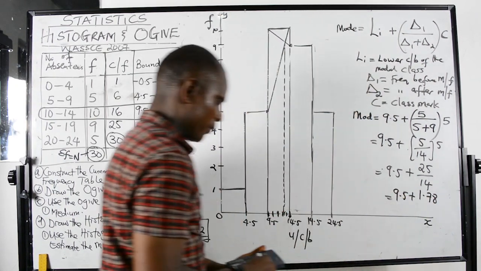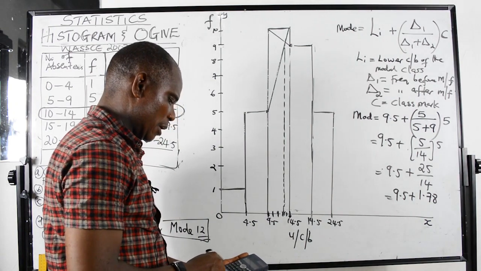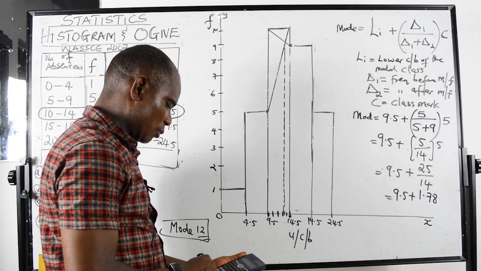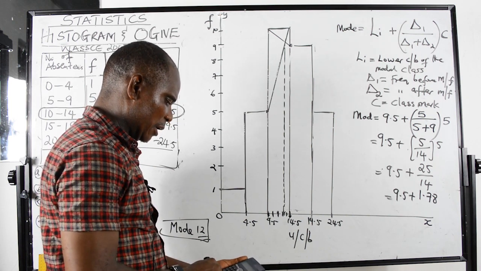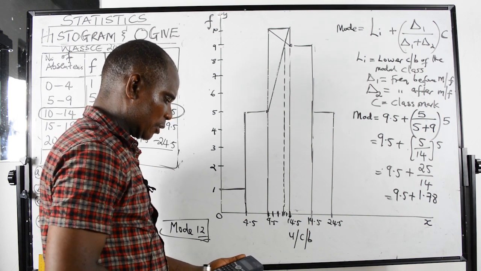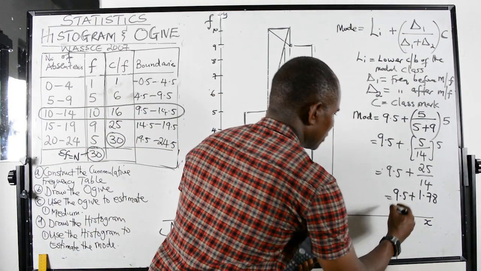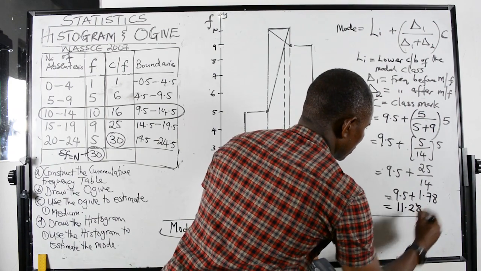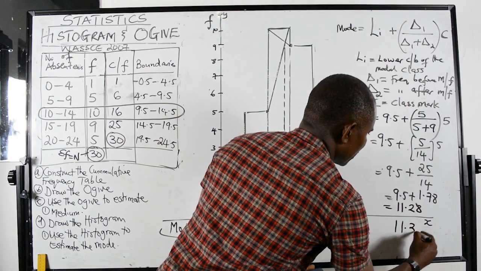So I have 9.5 plus 1.78. 1.78 will give us 11.25. This is 11.28, sorry. So now it's 11.3 if you round it up.